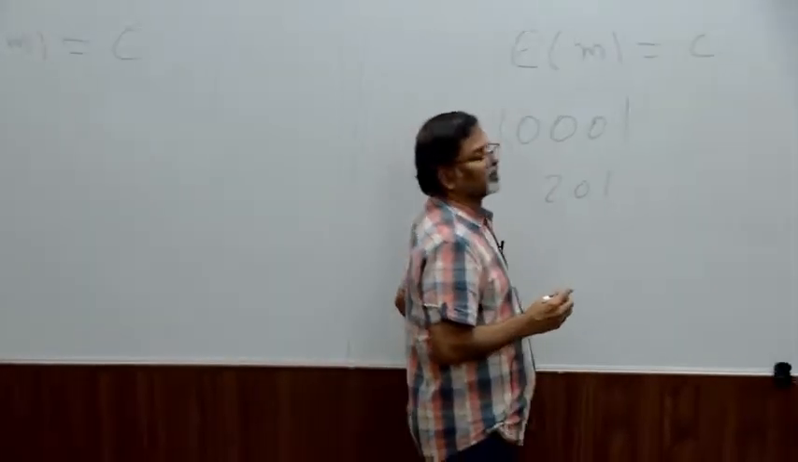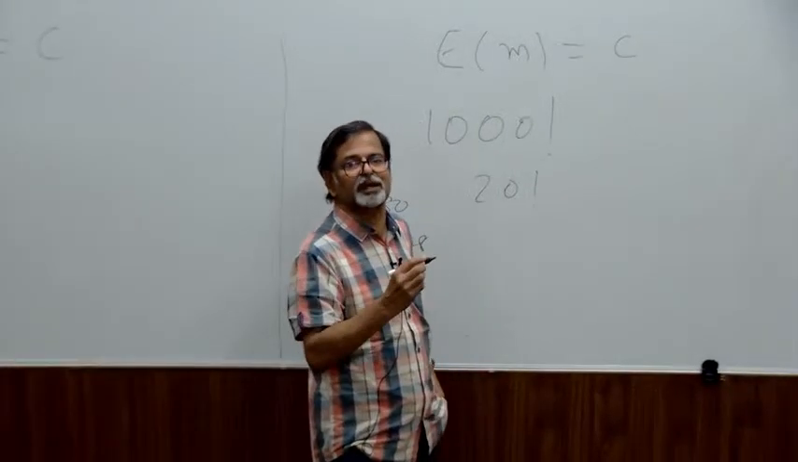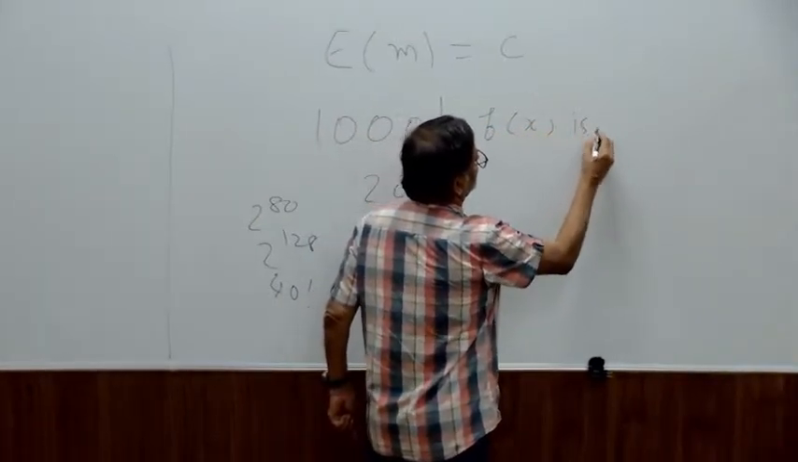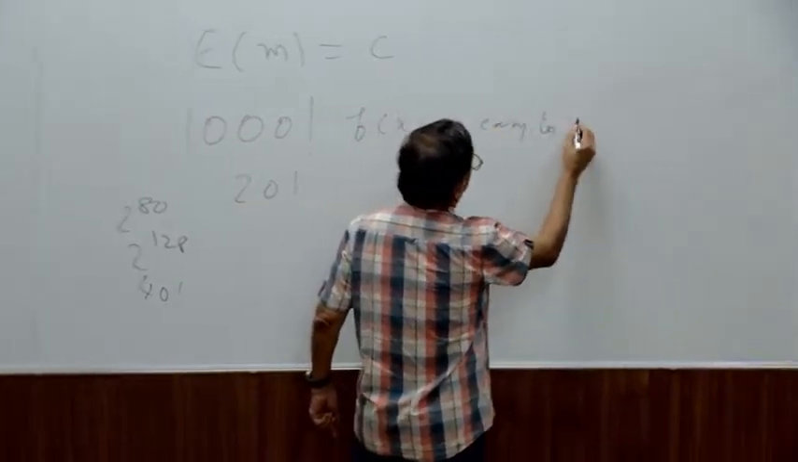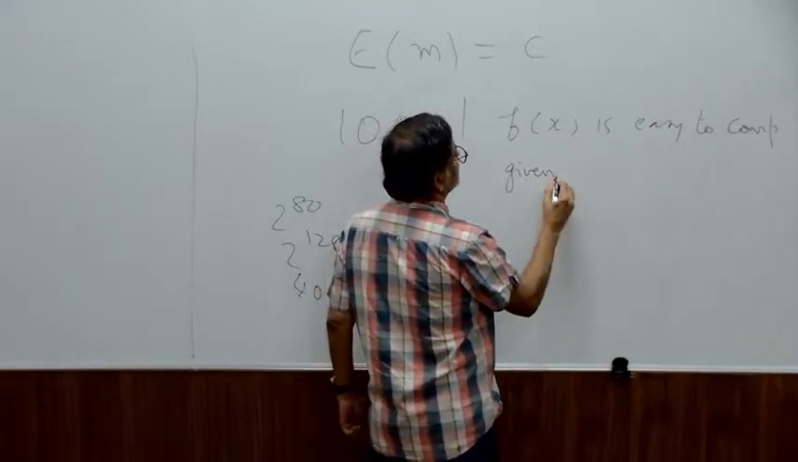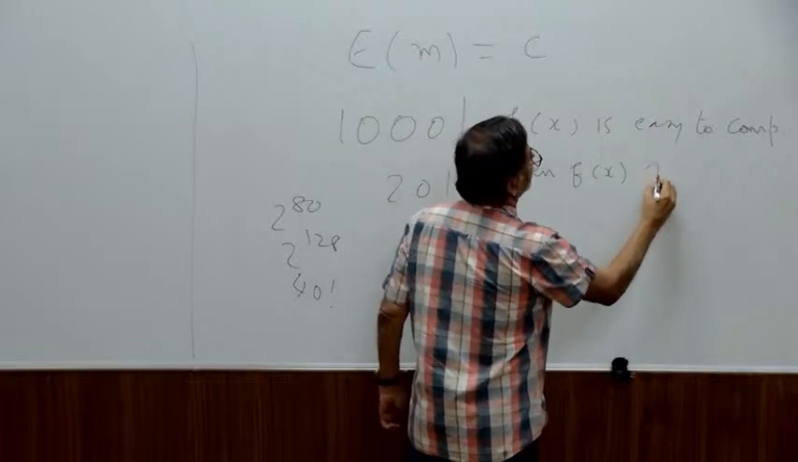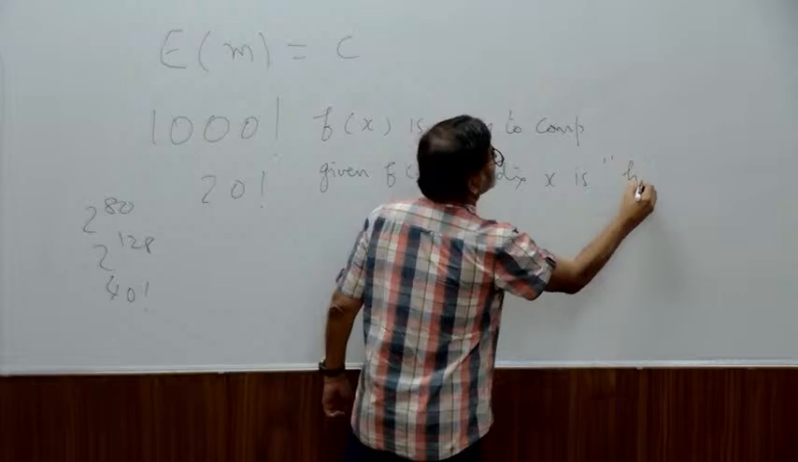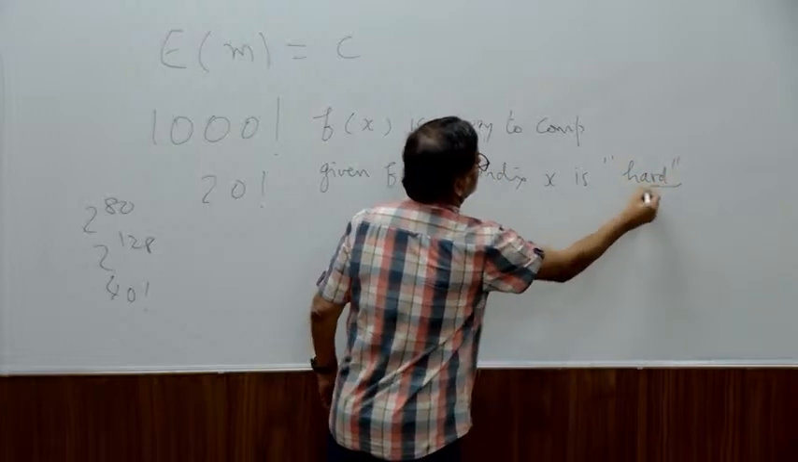In public key cryptography, we have a one-way function, that is f of x is easy to compute, but given f of x, finding x is computationally difficult. That's what we mean by hard.